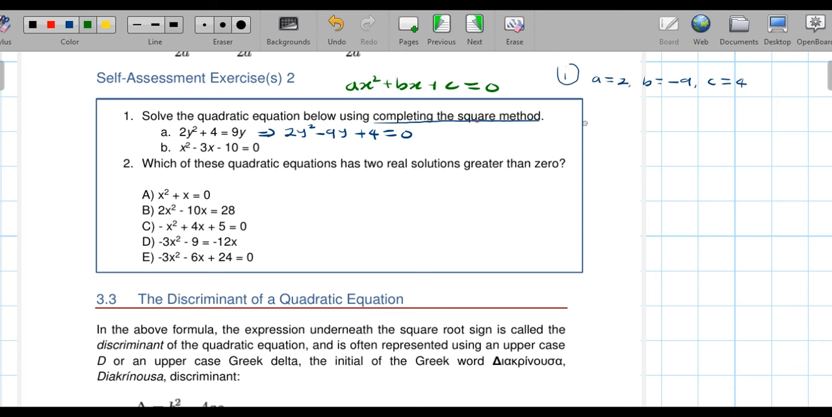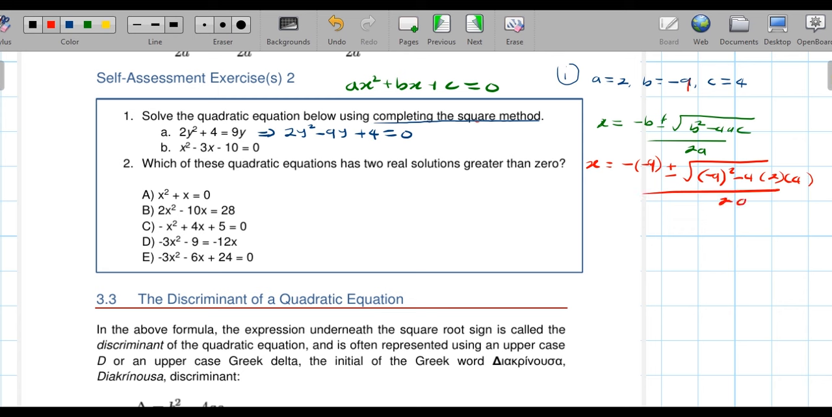And then our formula is what? x is equal to minus b plus or minus the square root of b squared minus 4ac, divided by 2a. Alright, so let's substitute. Let's do the maths now. x is now going to be equal to minus b, which is minus 9, so that is going to be 9, plus or minus the square root of minus 9 squared minus 4, where a is 2 and c is 4, divided by 2a.